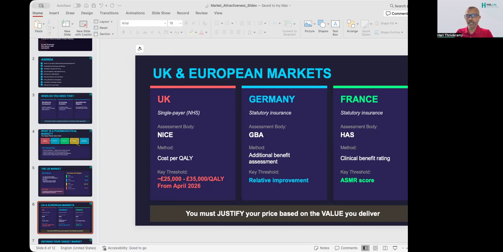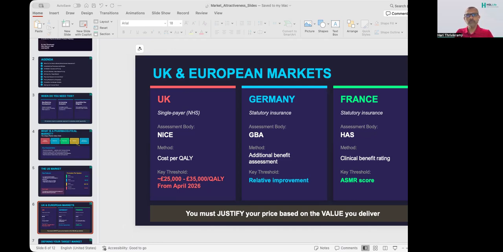Up until recently, that used to be like 20,000 pounds, but from this April 2026, it's going to be in the range of 25,000 to 35,000 pounds per quality adjusted life year. If a medicine costs more than that to deliver 1 year of quality adjusted life, it's unlikely to get a positive guidance from NICE, which means it won't be used in the NHS hospitals. There are exceptions for rare diseases and oncology, but the principle remains the same. You have to demonstrate value.